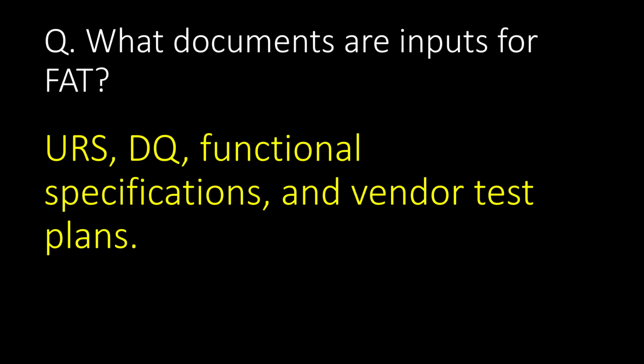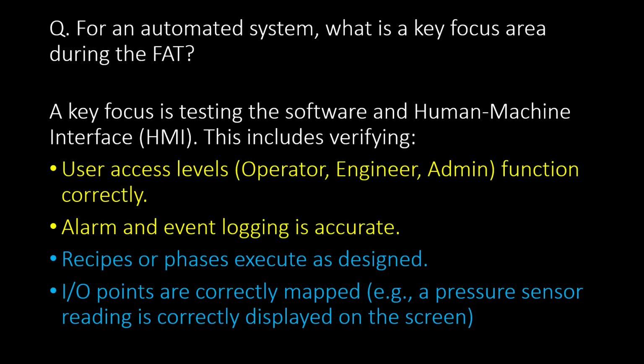What documents are input for FAT? URS, that is user requirement specification, DQ design qualification, functional specifications, and vendor test plans are the input documents for FAT. For an automated system, what is a key focus area during the FAT?